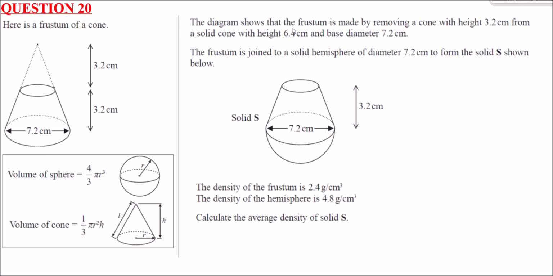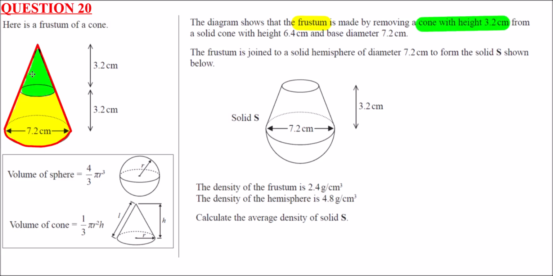So let's think about what this frustum is and how it can be made in relation to the original cone and the small cone that's been cut away. So just to start off with, we've got this frustum here at the bottom. I'm highlighting in red the original full cone. So the frustum is just this bottom bit I'm going to colour in yellow. And it's made, like it says, by removing a cone of height 3.2 centimetres, this bit here, that's been cut away from the solid cone, which I'm highlighting the outline in red. So what's been removed is this green one.